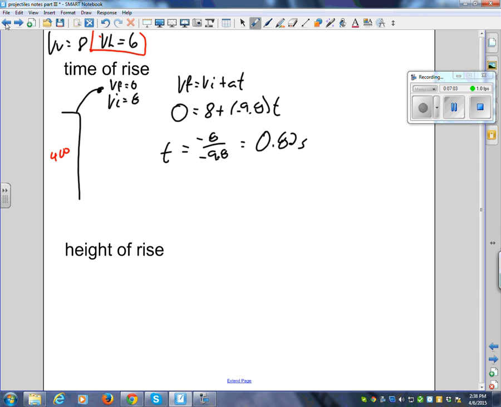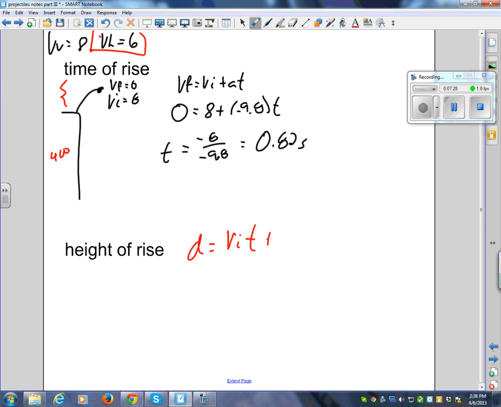Okay, so height of rise is only referring to that distance there, right? I'm trying to find D. What's the initial velocity? Can I use D equals VIT plus a half AT squared? I can, because I know the T, and I know the initial velocity.